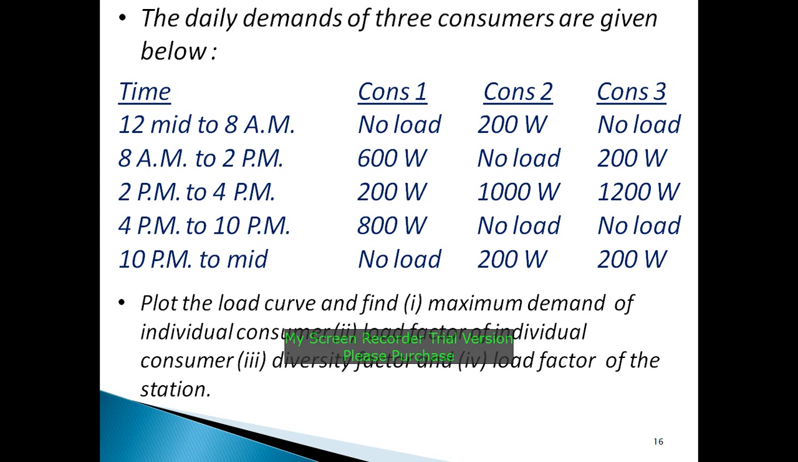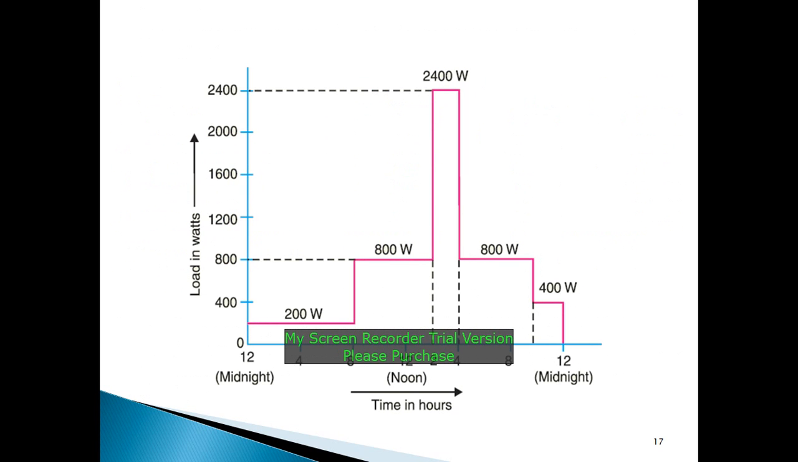So from this information we can find out that from 12 midnight to 8 am consumer 1 is not connected with any load, and consumer 3 is also not connected. From 8 am to 2 pm consumer 2 did not use any power, and from 4 pm to 10 pm consumer 2 and consumer 3 are not connected with any load, and from 10 pm to 12 midnight there is no power consumed by consumer 1. So with this information we have to start the problem.